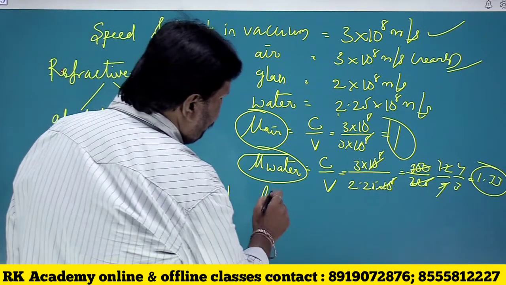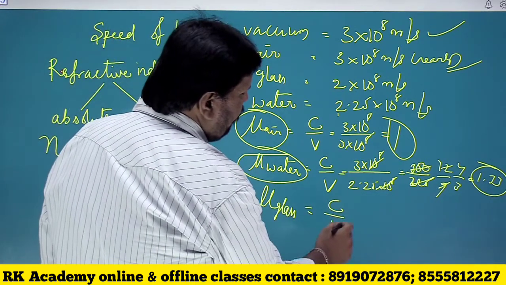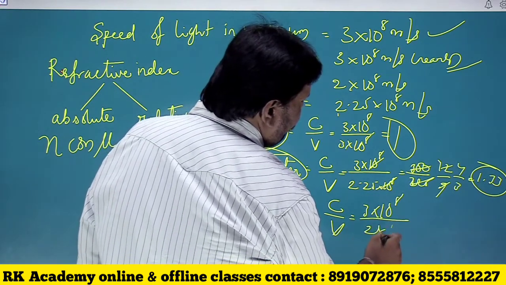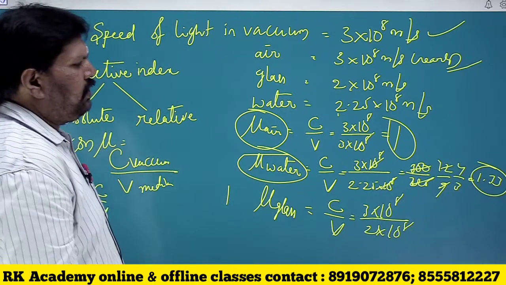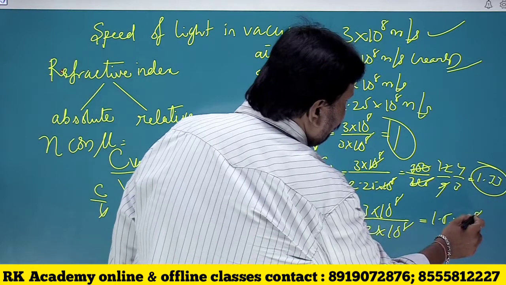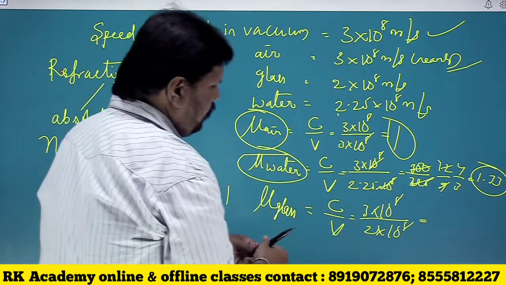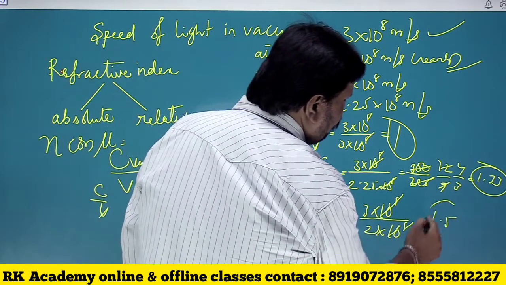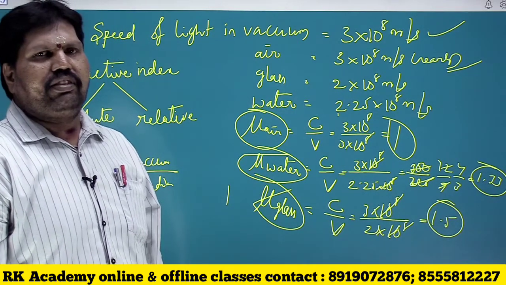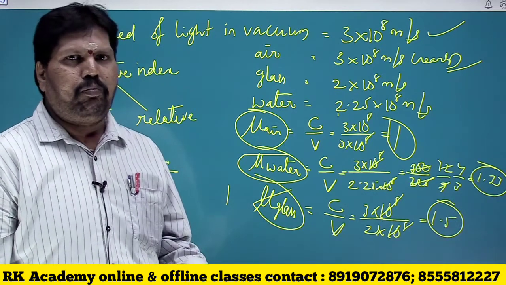And refractive index of glass. Formula C by V. C means 3 into 10 to the power of 8. And this is 2 into 10 to the power of 8. This equals 1.5 into 10 to the power of 8 by 10 to the power of 8, these two are cancelled, so 1.5 is the refractive index. So this is the way we can find out the refractive indices of different media.